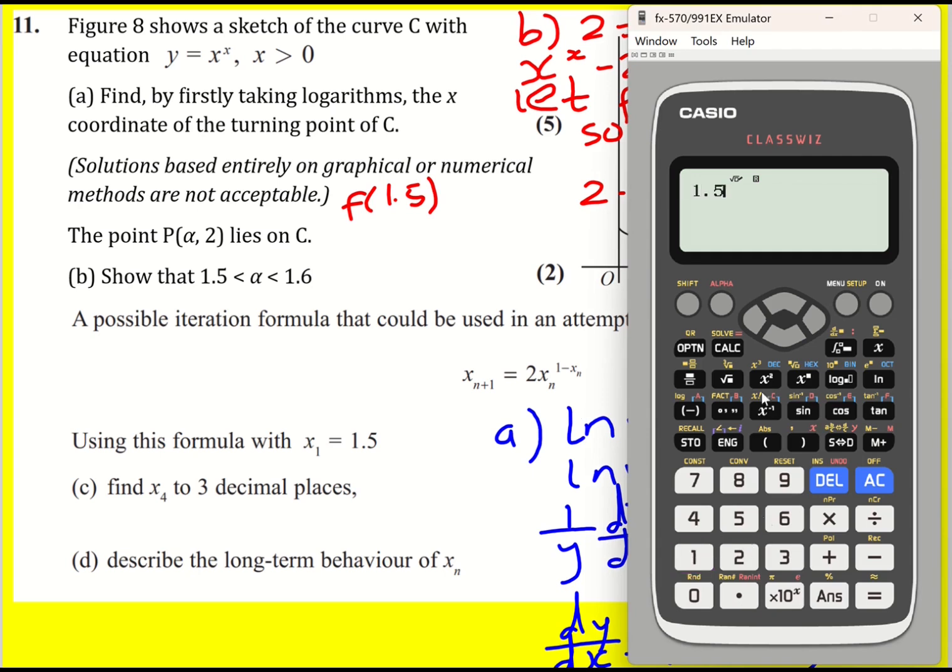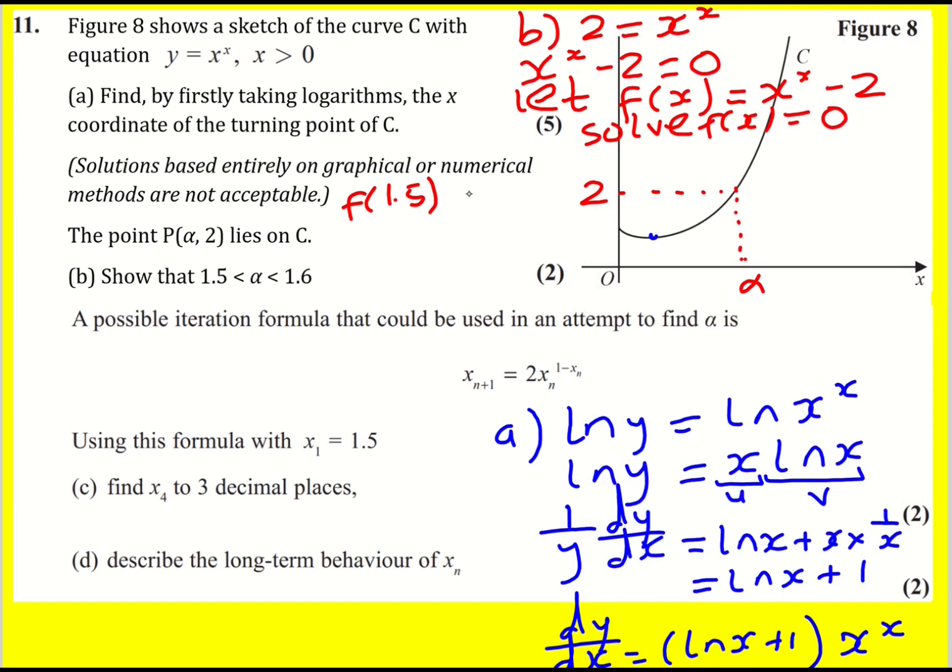So 1.5 to the power 1.5 minus 2. This one not minus 2 like that though. Minus 2. I'm expecting this one to be negative. So minus 0.162. Now still with the 1.6.